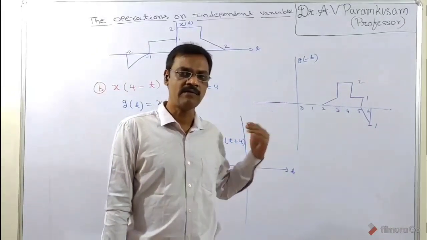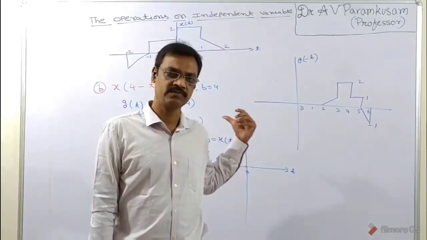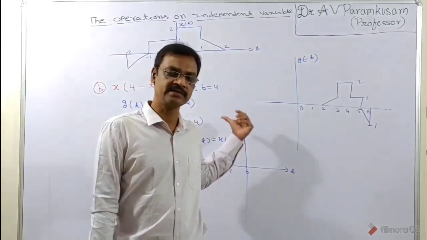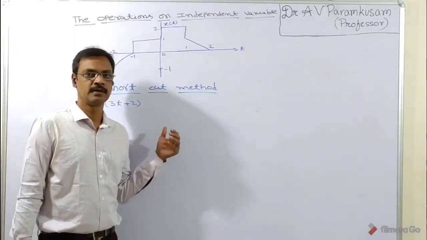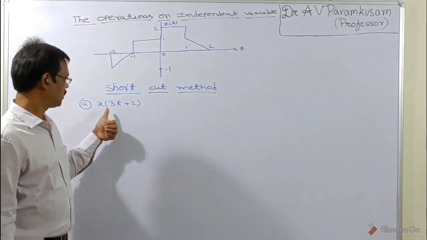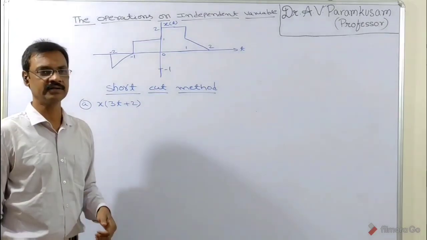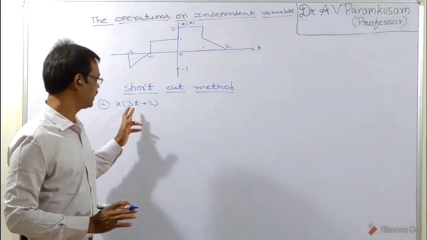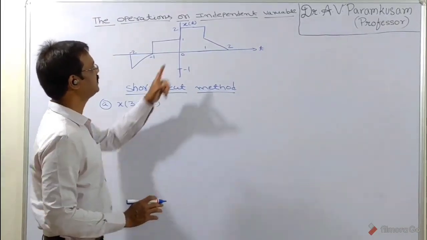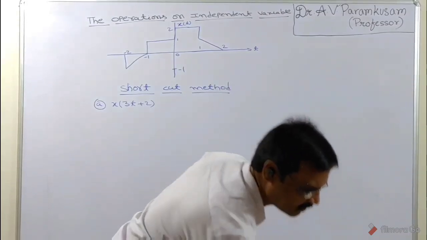Okay. Now I will explain a shortcut method to obtain these signals without applying this procedure. Now I will explain how we get x of 3t plus 2 with the shortcut method. With simple steps, let us discuss how we get x of 3t plus 2. See, this is the signal x of t now. First you identify some points.